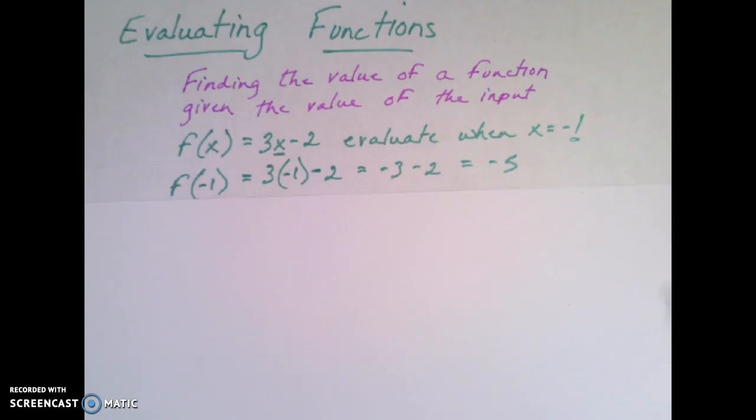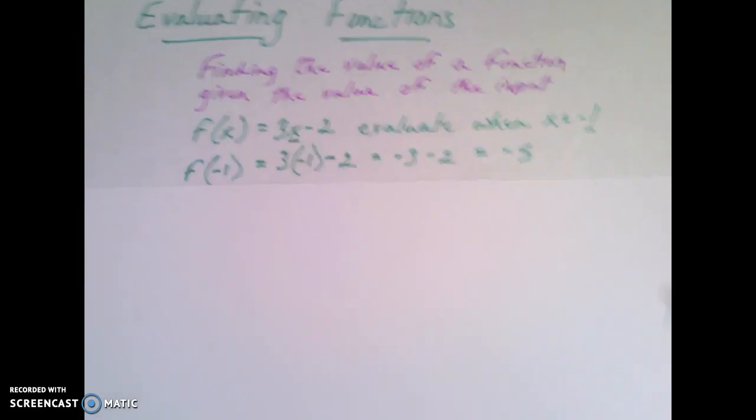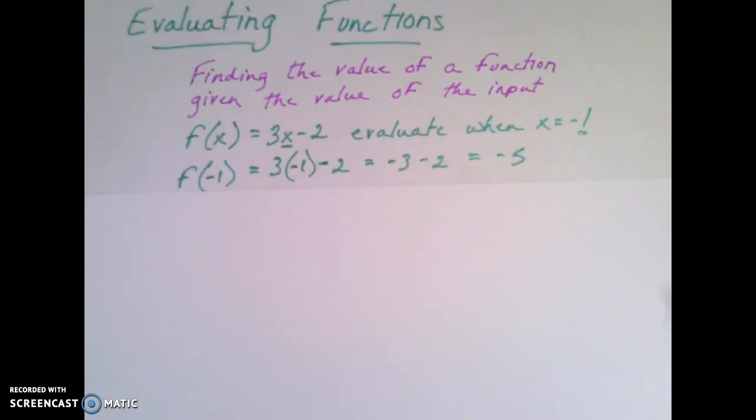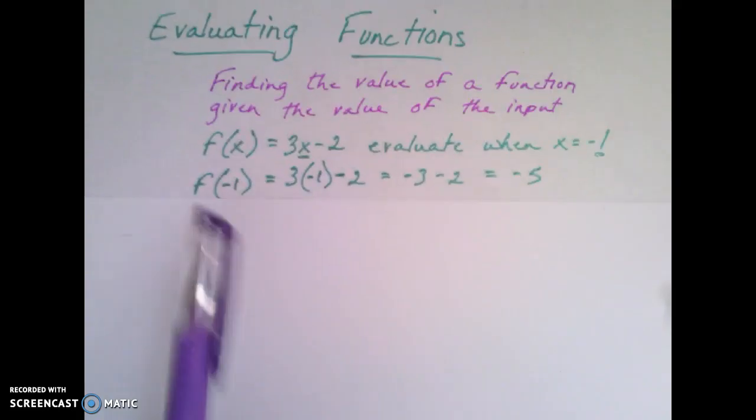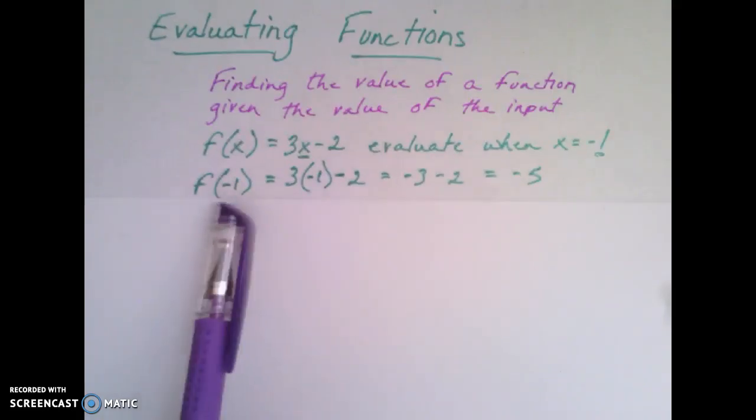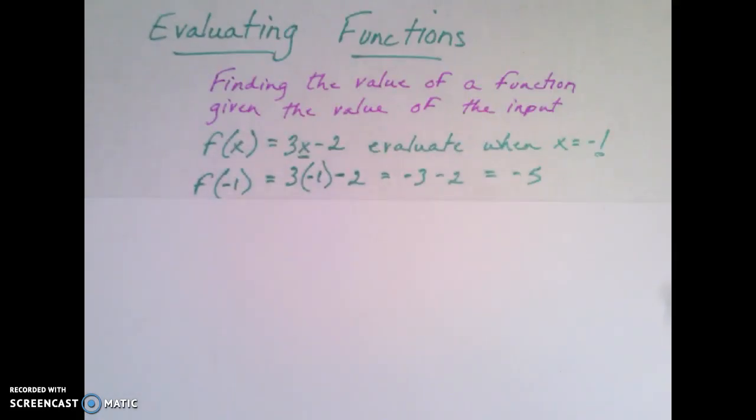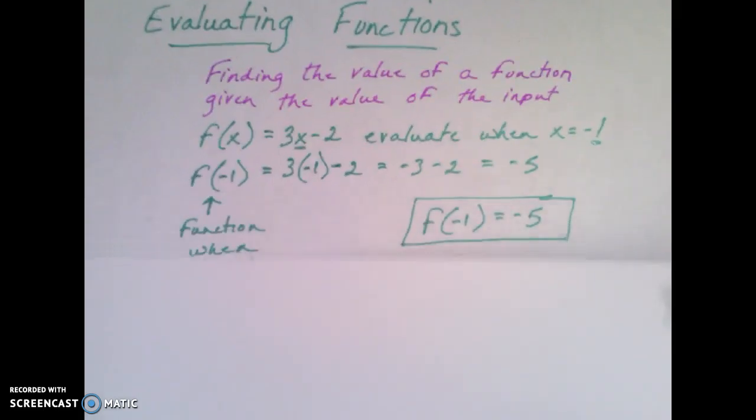Now the left side of the function just indicates that we're looking at function notation. So right here where we have f of negative 1, that means the function when x equals negative 1. So we don't do anything with that. That just tells us what we are doing.